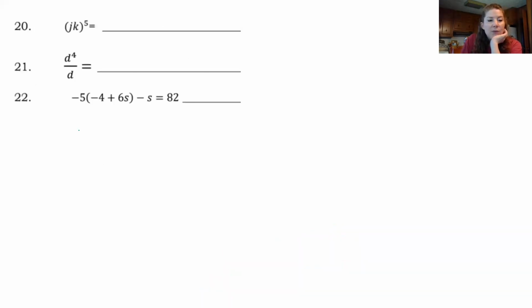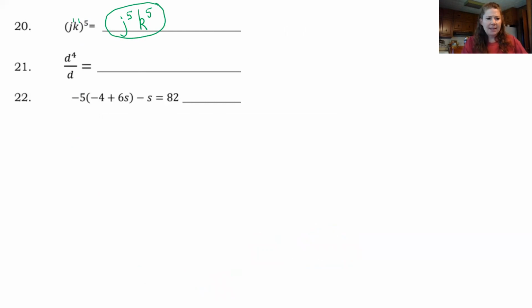All right, number 20, remember that you need to distribute that 5. You multiply every exponent by 5, even if you don't see an exponent and it's a 1. So 1 times 5 is 5. And once again, 1 times 5 is 5. So the answer is j to the 5th times k to the 5th.